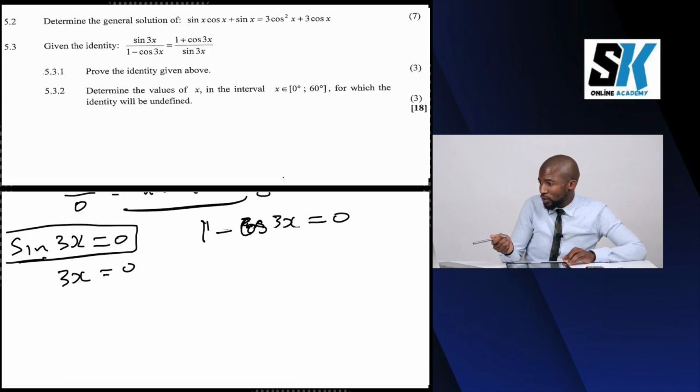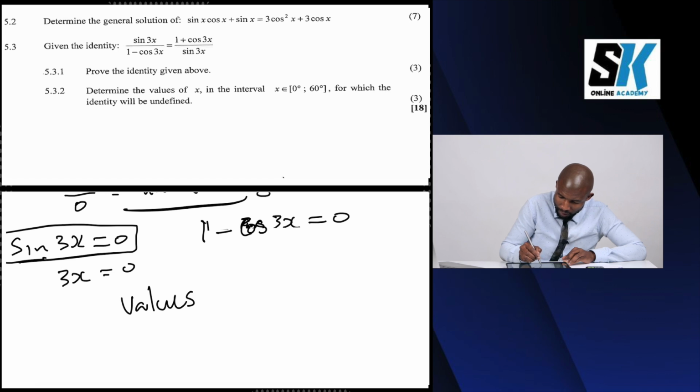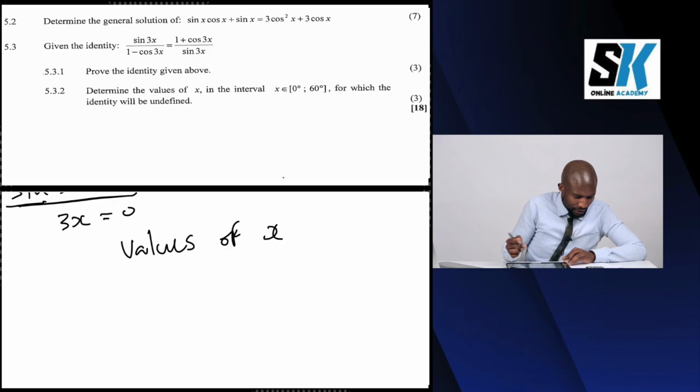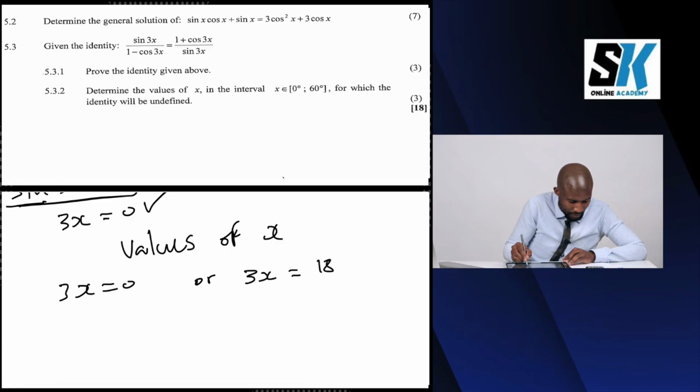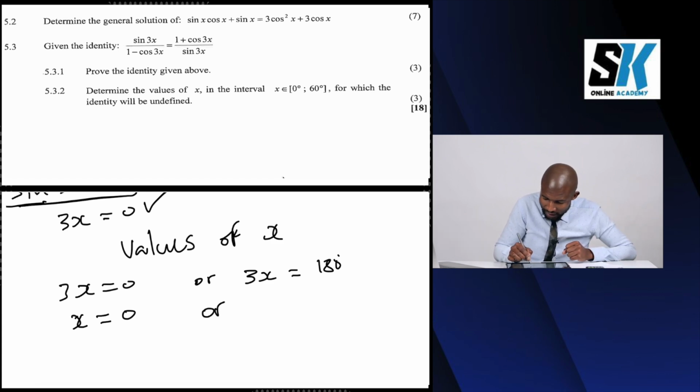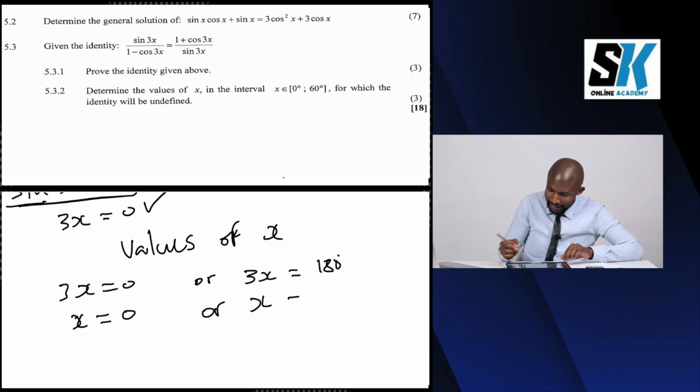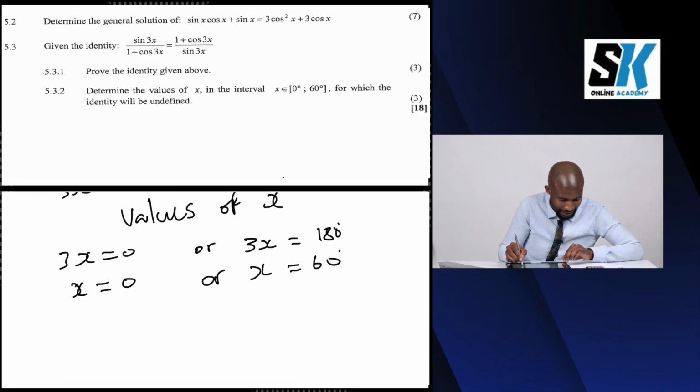So the values of x, because they wanted the values of x, for us to get it, we're going to have 3x being equal to 0, which was our first one, as well as 3x being equal to 180. And then when you're solving for x, x here is going to be 0, and then if you divide by 3, x has to be 60.